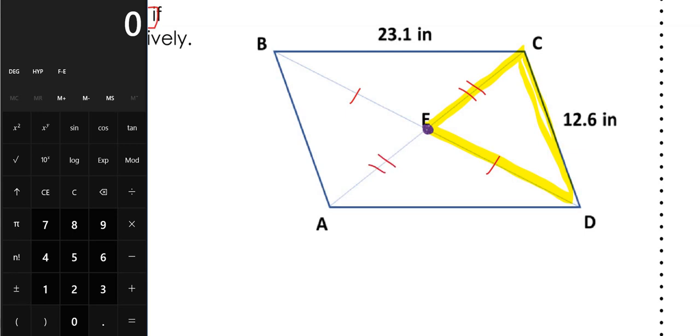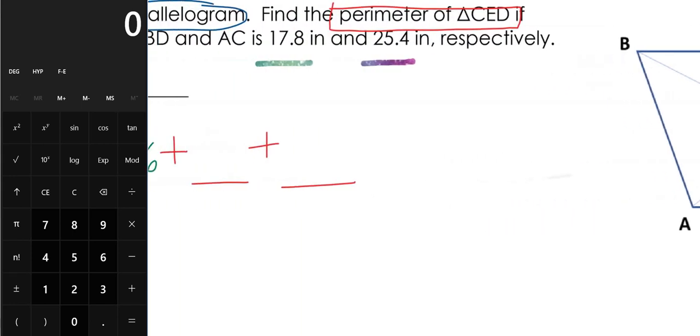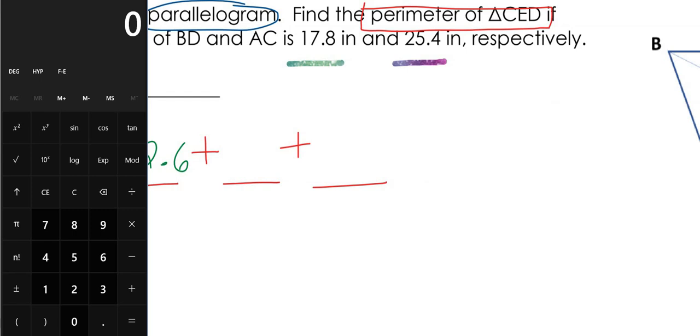Okay, my diagonals are getting cut in half. It always happens with a parallelogram and everything in the parallelogram family. Rectangles, squares, rhombuses. Okay, so for all of these parallelogram shapes, the diagonals get cut in half. Now, they told us that BD had a very specific length. Let's go back to see what it was. BD was 17.8 and AC was 25.4.